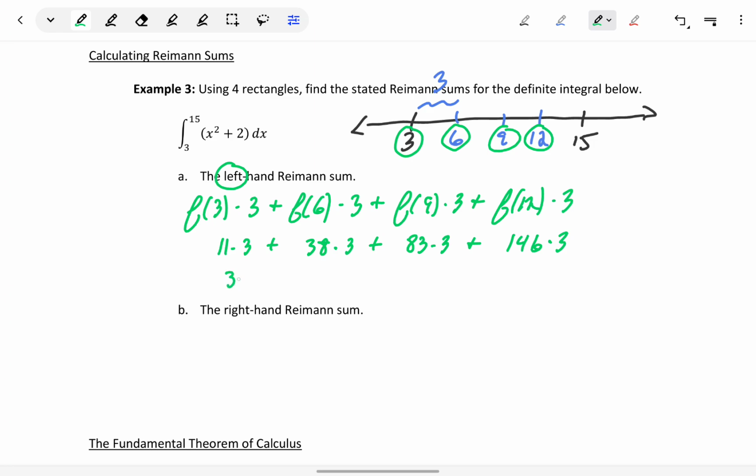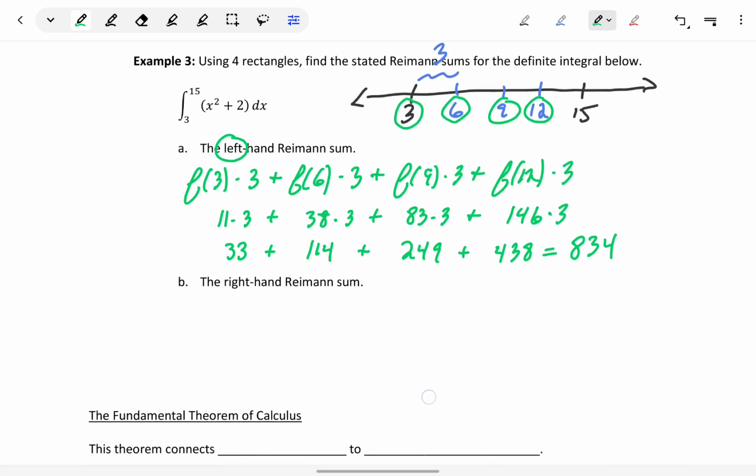This will give us 33 plus 114 plus 249 plus 438 for a total approximate area of 834 square units.